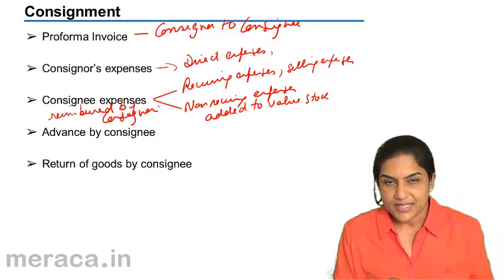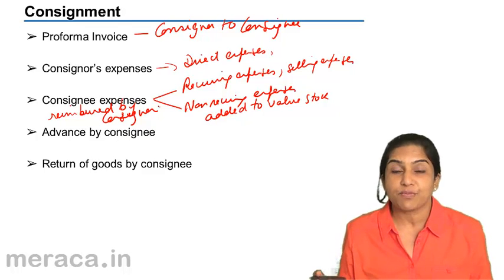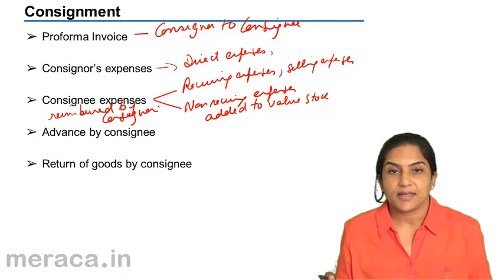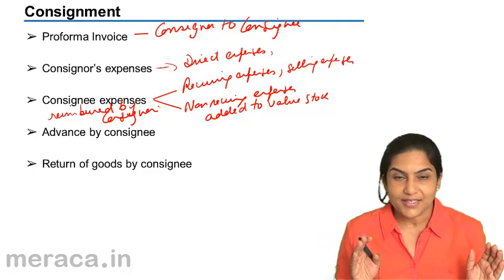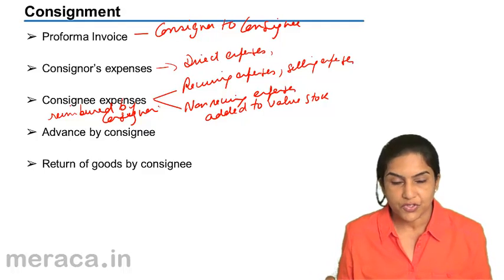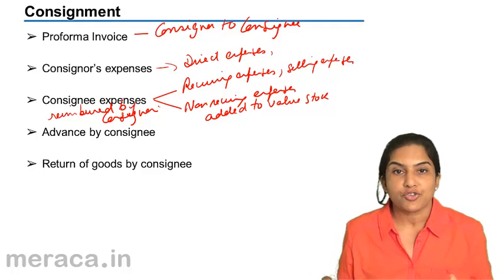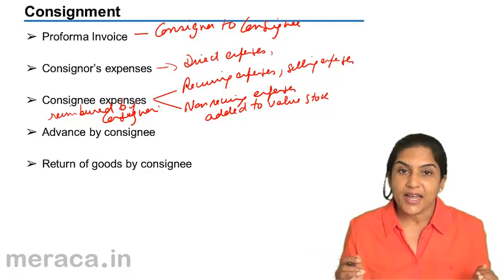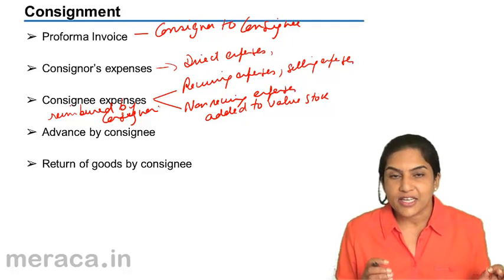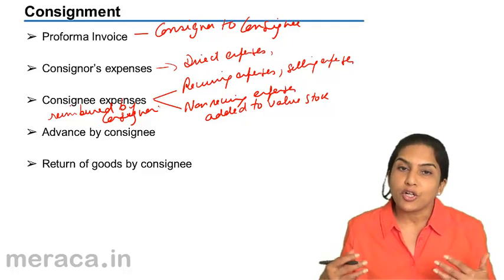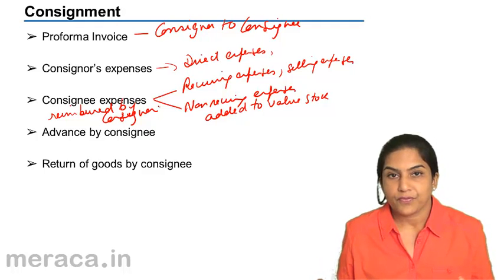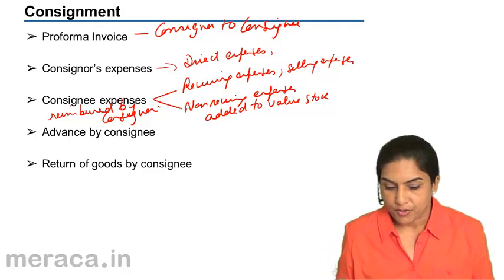So the goods have been sent. A proforma invoice was sent by the consignor to the consignee detailing the goods, the description of the goods, including the cost of the goods. The consignor may also incur some expenses in sending the goods. The consignee again may incur expenses in transporting the goods to its godown and may also incur other expenses on those goods after the goods have reached the warehouse.